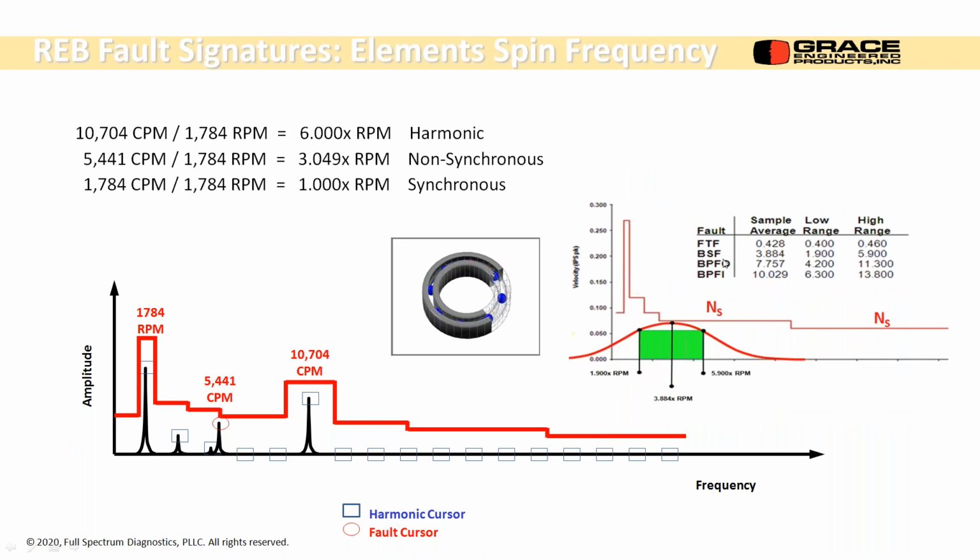Ball spin frequency has an average of 3.88 times running speed, and the range is 1.9 to 5.9 times running speed. In my example, I see a peak at 0.5441, excuse me, CPM. I divide it by the turning speed of the shaft and get 3.049. Not 3 times, it's non-synchronous, 3.049. So it's very likely a bearing defect.